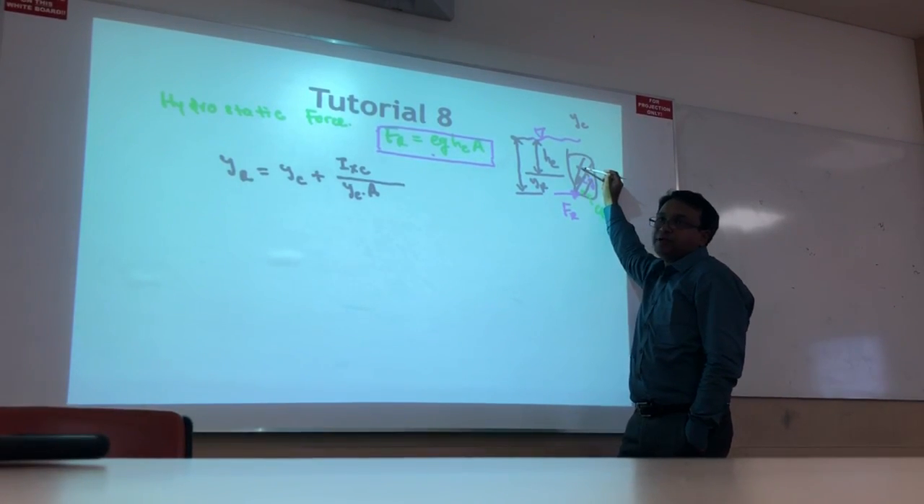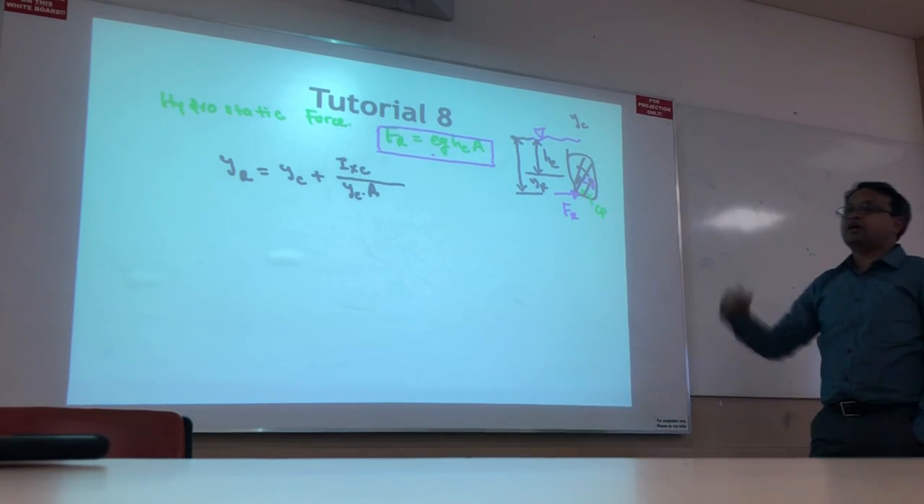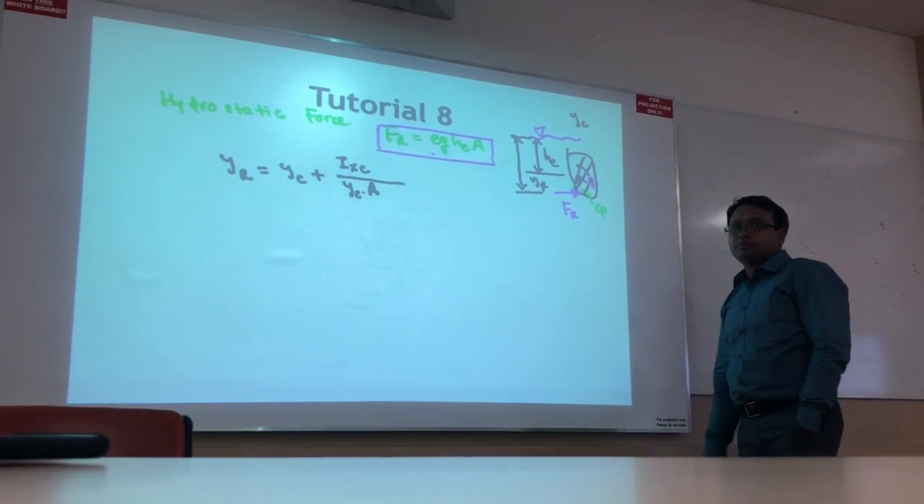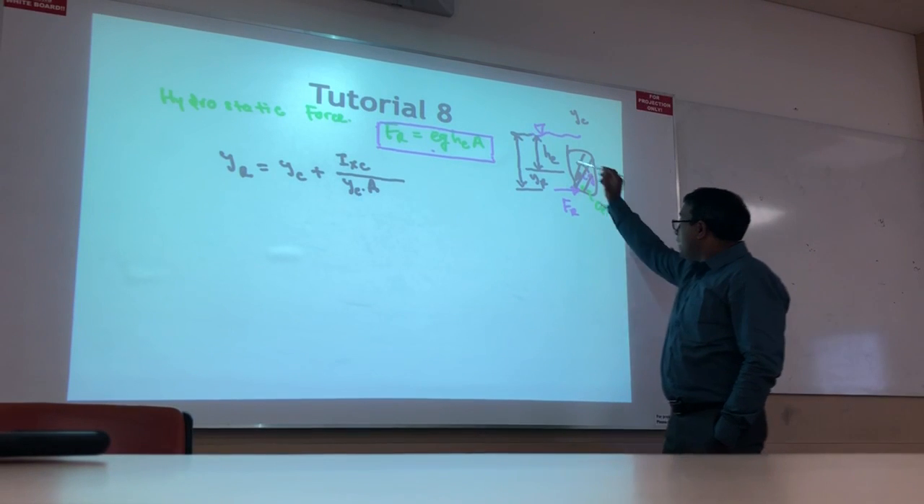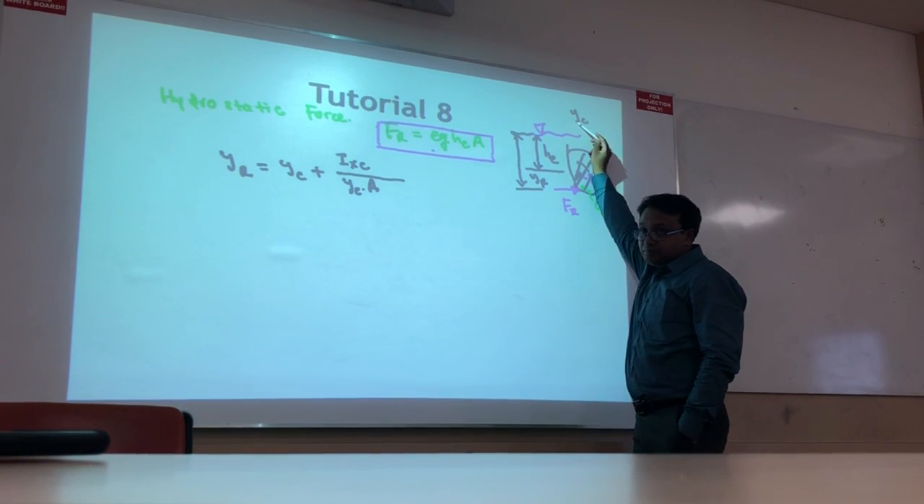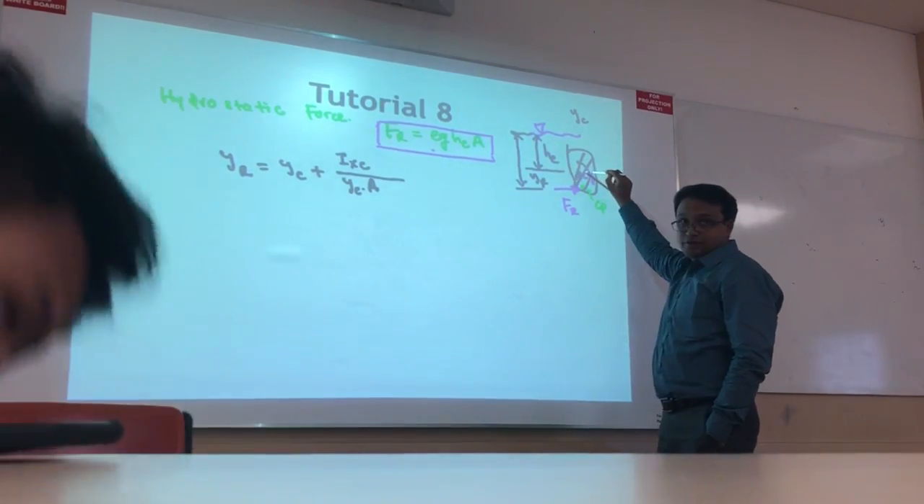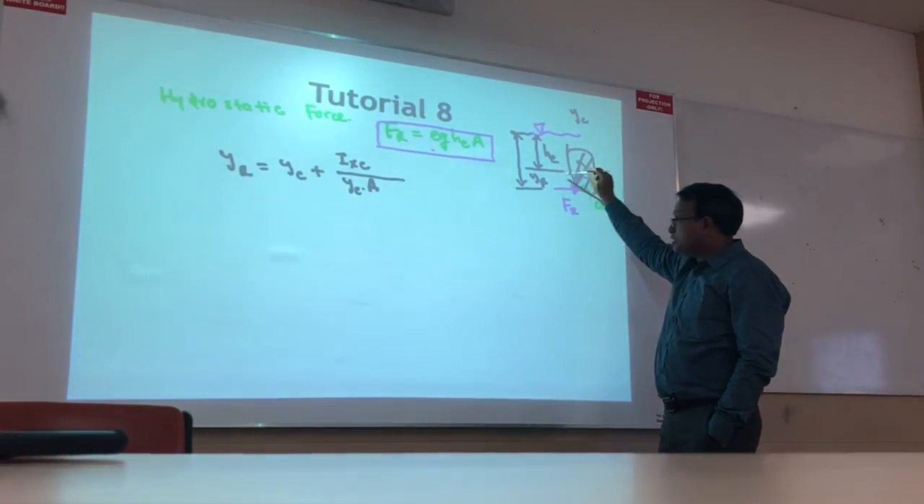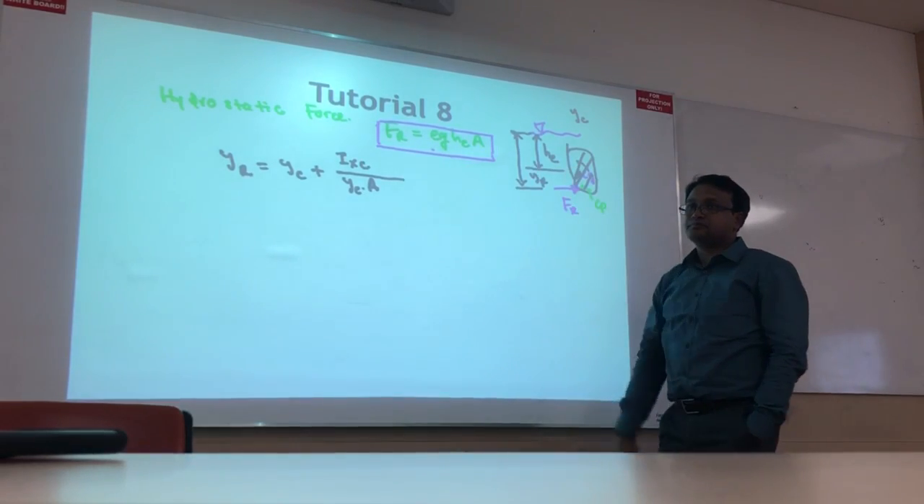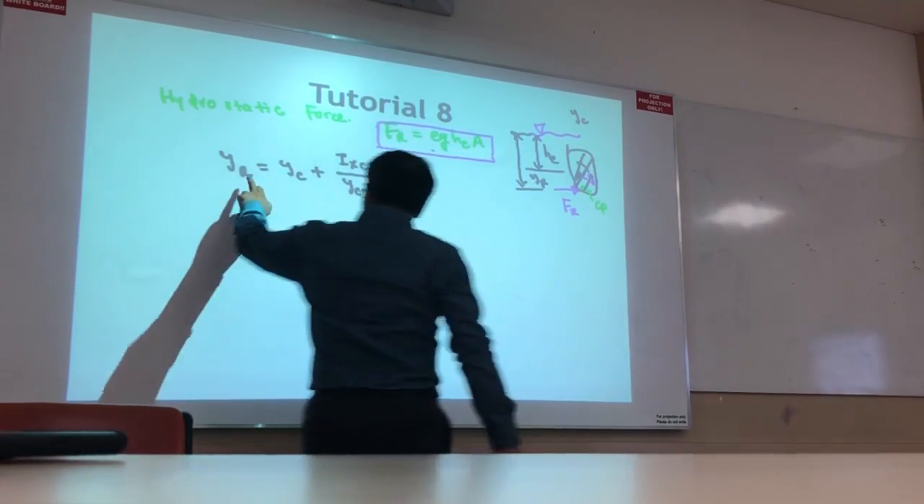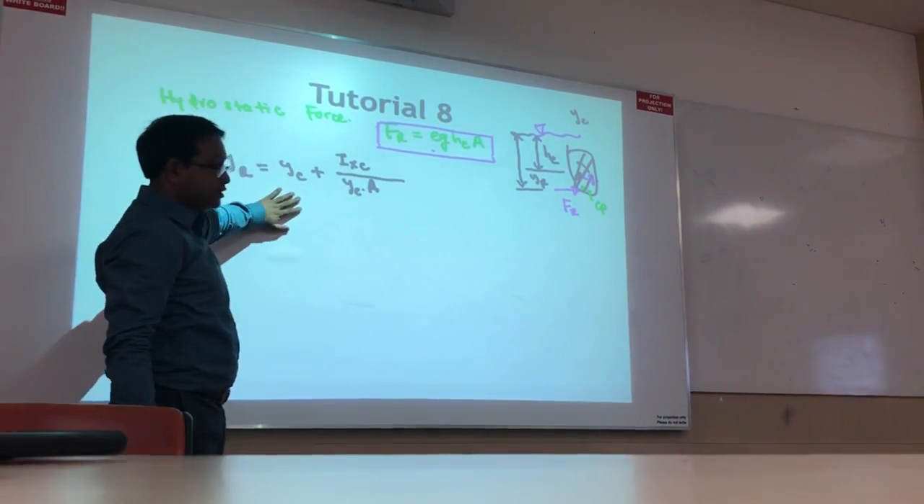It may be any shape, right? It may be rectangular shape, triangular shape, circular shape, anything. Okay? And HC and YC are the same. The distance from the water surface to the centroid or center of gravity is YC. So YR is calculated by this equation.